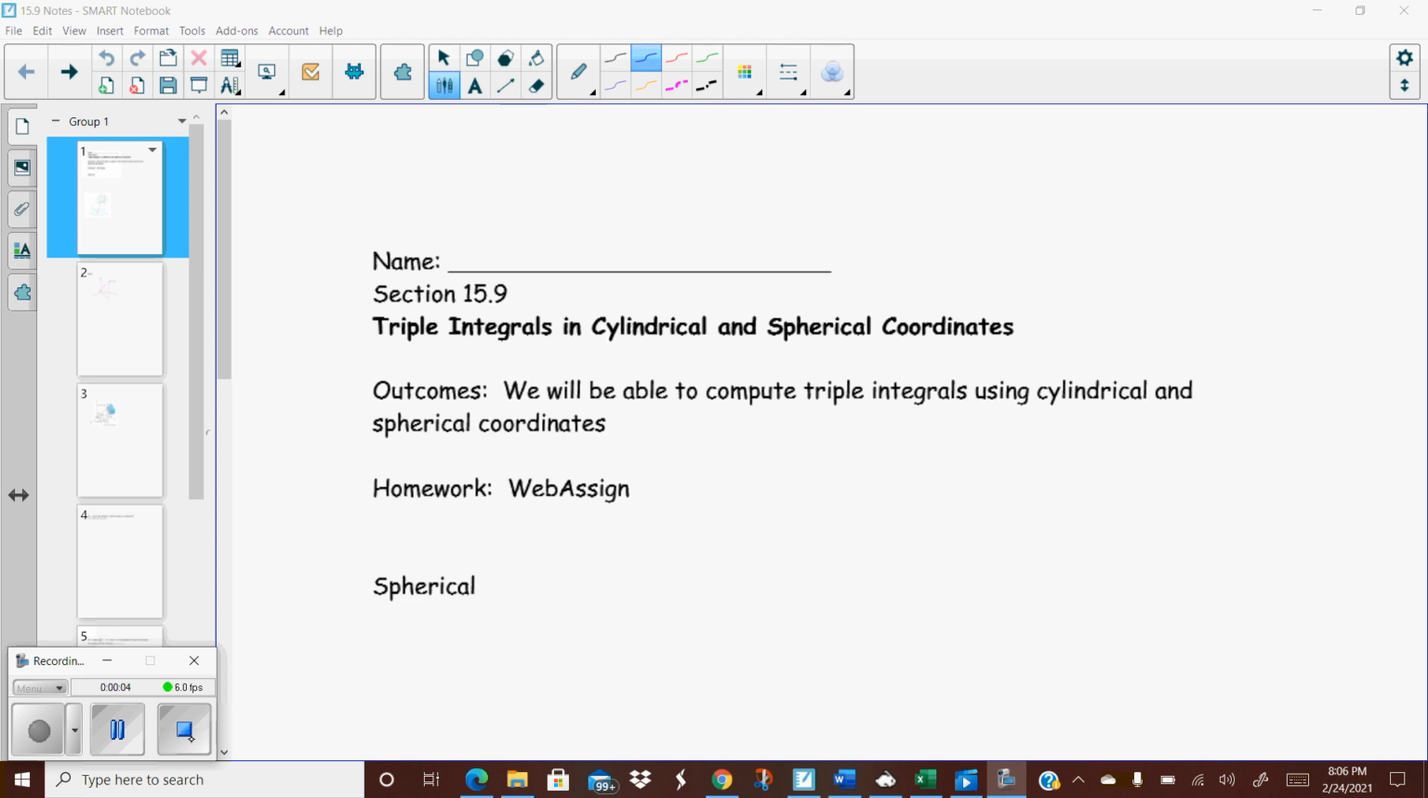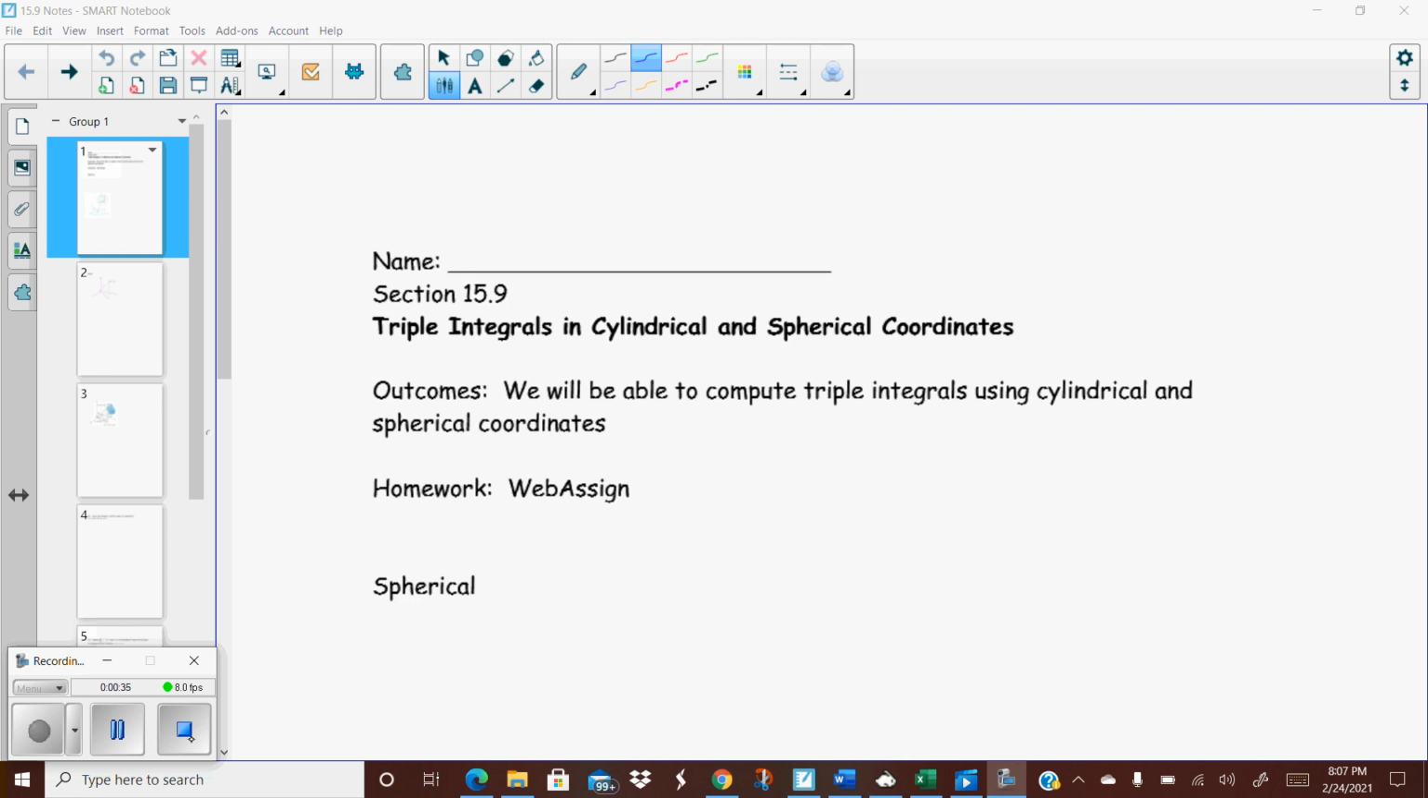Okay, so this is section 15.9. This is the last section in chapter 15, so we're only going to have one more chapter to go. This one will probably be, well, not probably, this will definitely take 3 videos. The first video is primarily going to be developing how we get from Cartesian to spherical integrals. And I'll explain what I mean by that when we get to it.